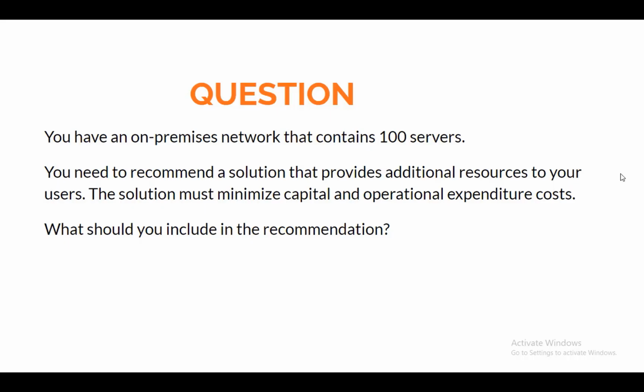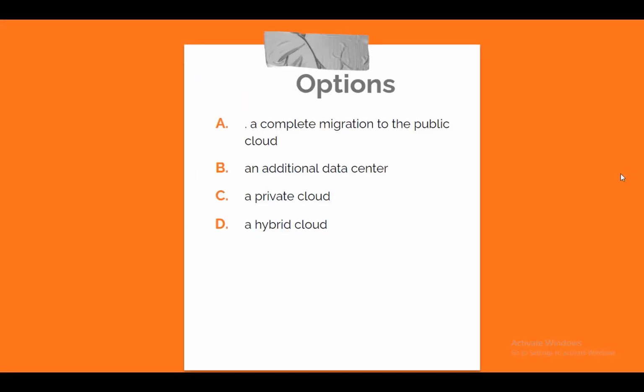Next question. You have an on-premises network that contains 100 servers. You need to recommend a solution that provides additional resources to your users. The solution must minimize capital and operational expenditure costs. What should you include in the recommendation? And here are the options.